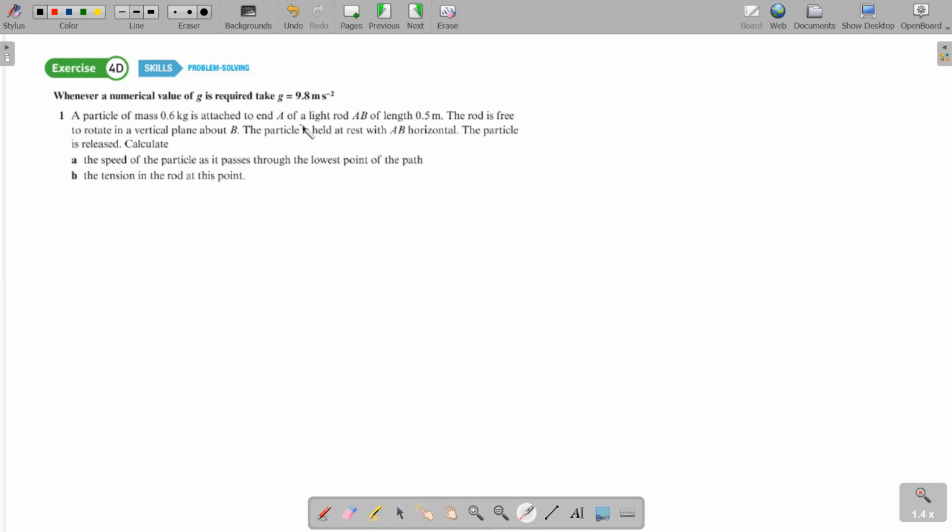Okay, so how does this start? The rod is initially horizontal. So these are really important things. Okay, so guys, read the question and try to visualize what's happening.